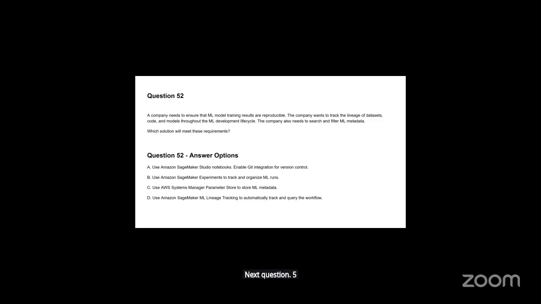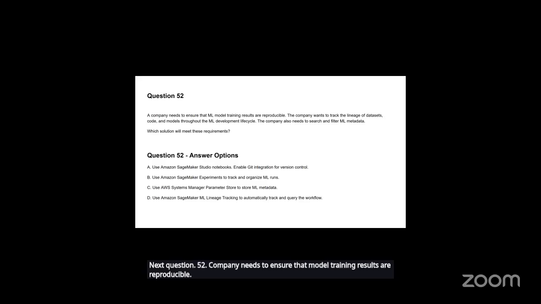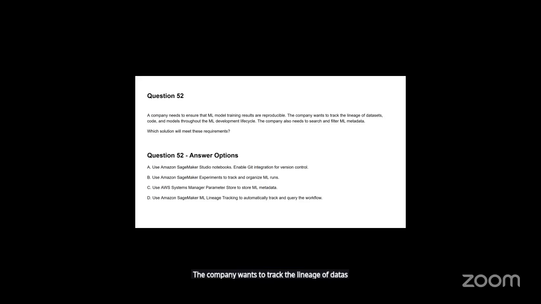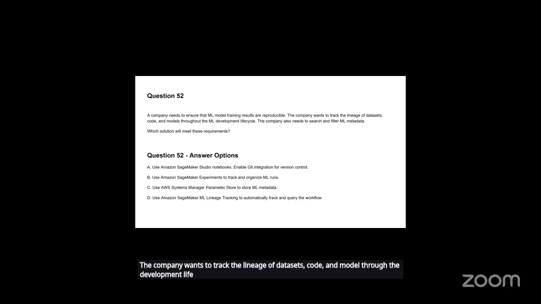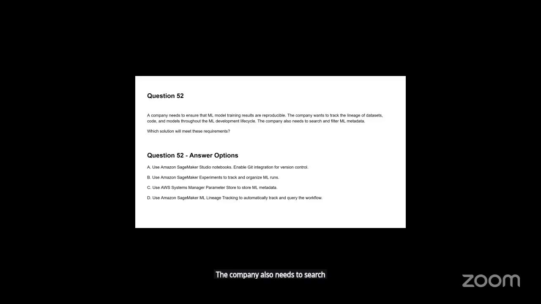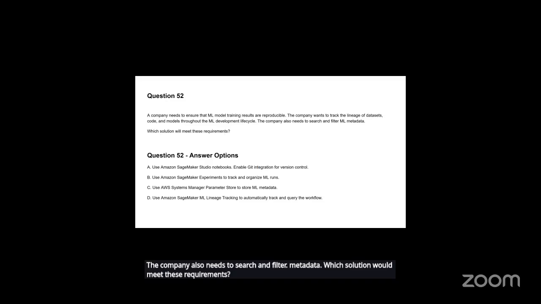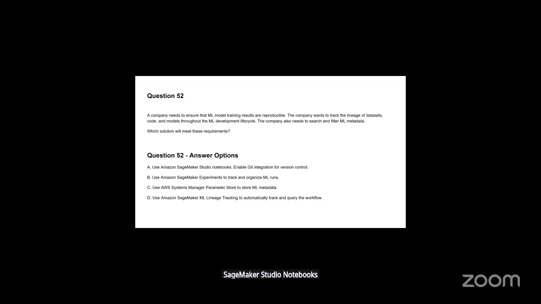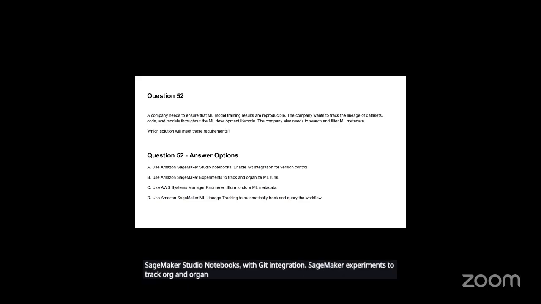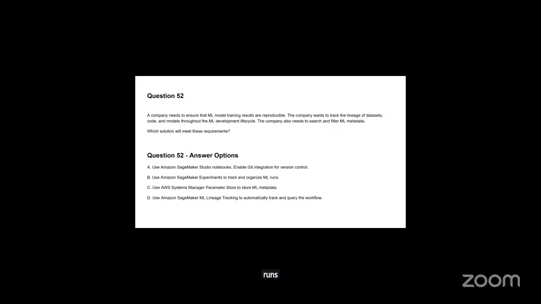52. A company needs to ensure that model training results are reproducible. The company wants to track the lineage of data sets, code, and models through the development lifecycle. The company also needs to search and filter metadata. Which solution would meet these requirements? SageMaker Studio notebooks with Git integration, SageMaker Experiments to track and organize runs, Systems Manager Parameter Store to store data and metadata, or SageMaker lineage tracking to track and query the workflow.